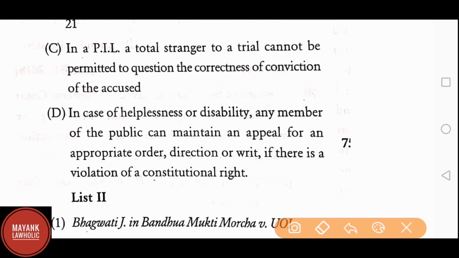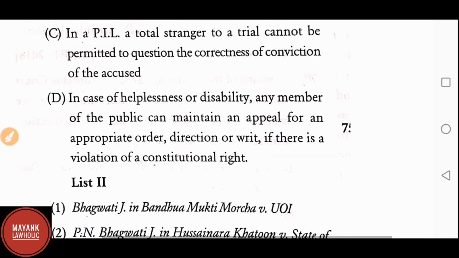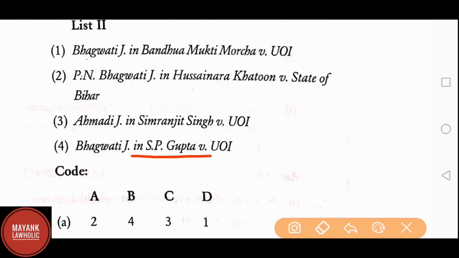In the case of helplessness or disability, any member of the public can maintain an appeal for an appropriate order, direction or writ if there is a violation of constitutional right. This was held in the case of S. P. Gupta versus Union of India by Justice Bhagwati.